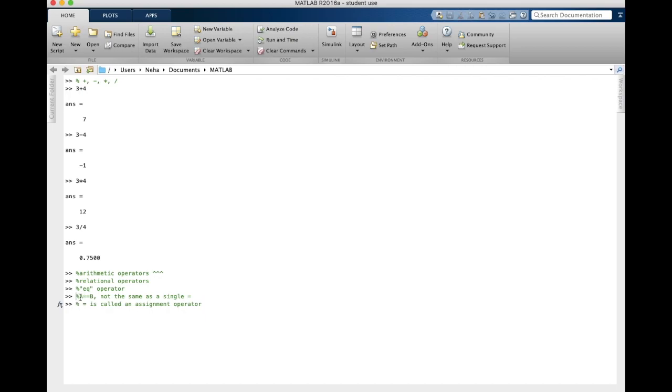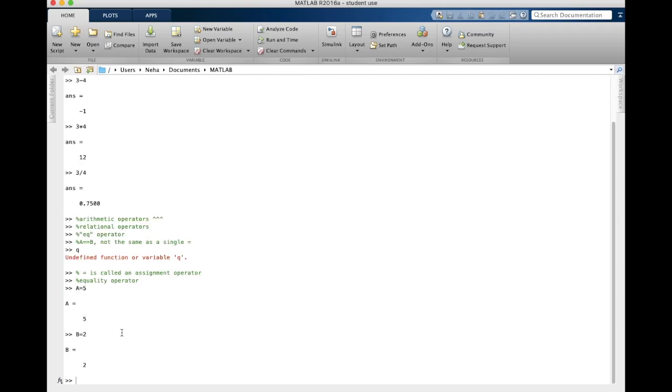But with this double equal sign, we are actually comparing two expressions a and b to determine whether they are equal. So it is the equality operator. So for example, say I have a equals 5 and b equals 2. If I now use the equality operator for a equal to b, this will check whether the two expressions are equal to each other. So that means it will check whether 5 equals 2.